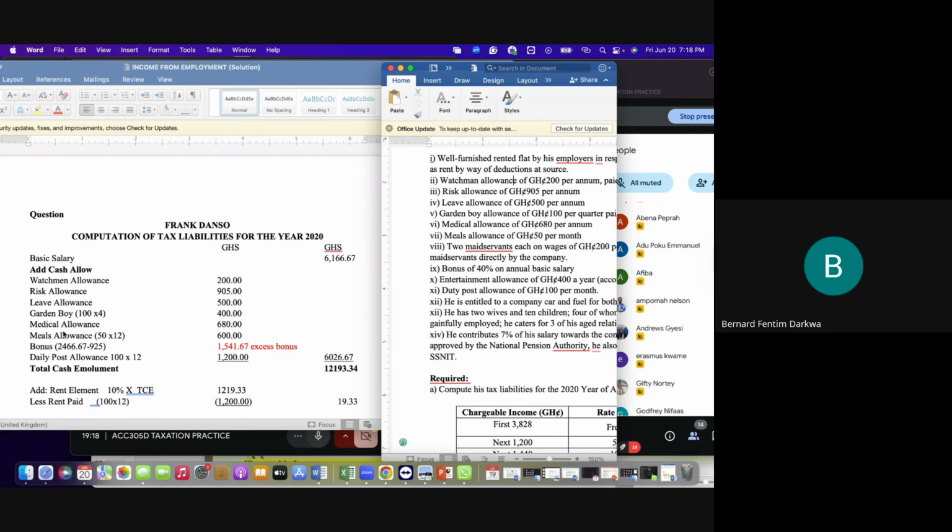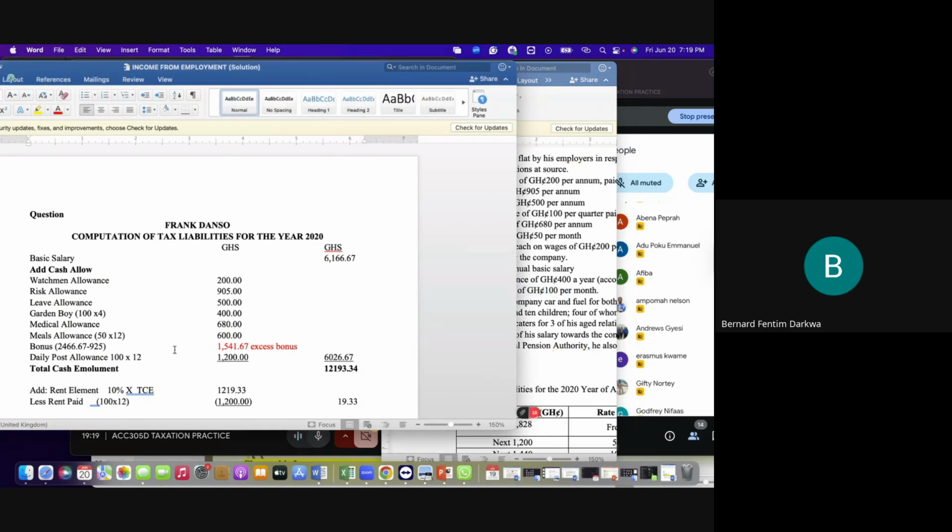Then medical allowance 680 per annum. So medical allowance, you put it at 680. Then he has a meals allowance of 50 per month, and we have 12 months, so you multiply 50 by 12 and you get this. Then you have the duty post allowance. Duty post allowance is here. You see, he receives 100 per month, so you multiply 100 by 12 to get the duty post allowance.